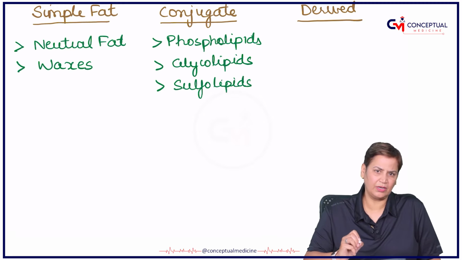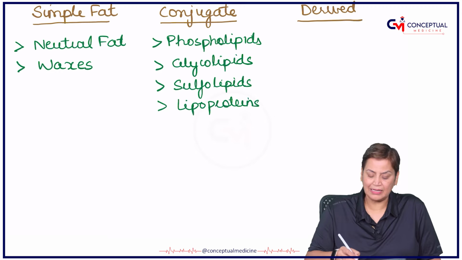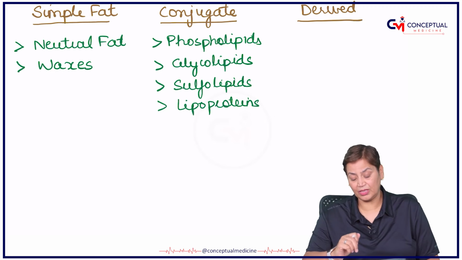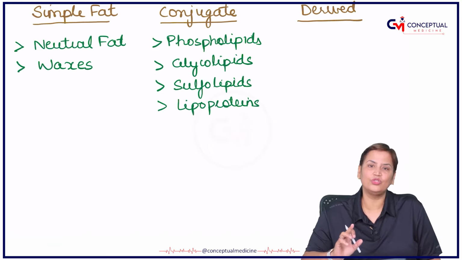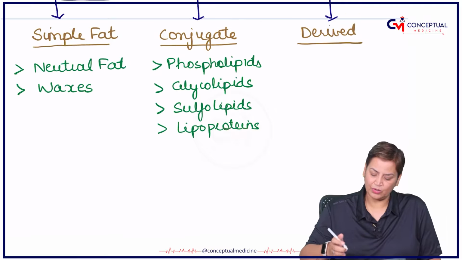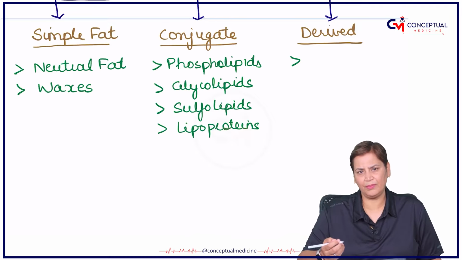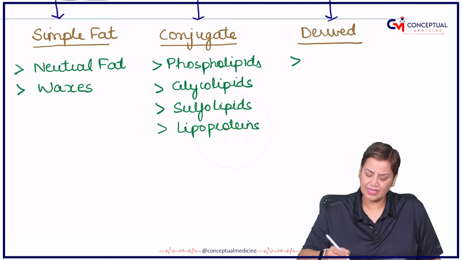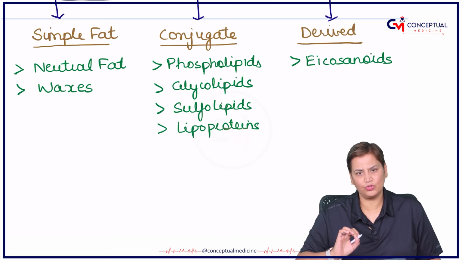And the most important ones are the lipoproteins, because these lipoproteins come under proteins also, depending upon the amount of lipid, depending upon the amount of protein. So these are conjugate lipids. And coming over to derived lipids, derived means which have been derived from simple and conjugate lipids. So in derived we can simply give the example of eicosanoids, right, eicosanoids which have been derived from simple or conjugate lipids.